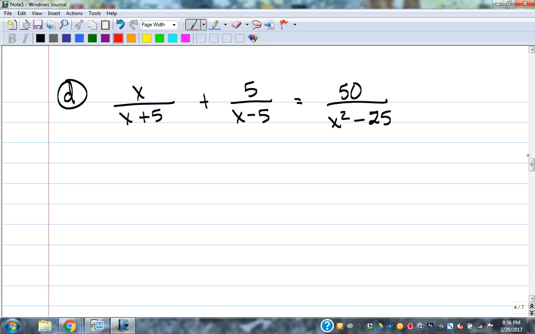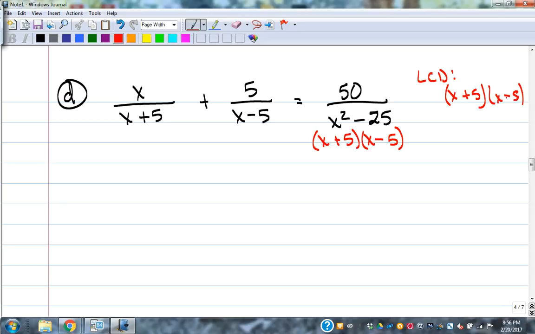X over x plus 5 and 5 over x minus 5, and then 50 over x squared minus 25. What should I think about doing? Okay, so what does it factor as? Yep. That's nice. It's like you meant for that to happen. So what's our common denominator? Yeah, x plus 5, x minus 5.